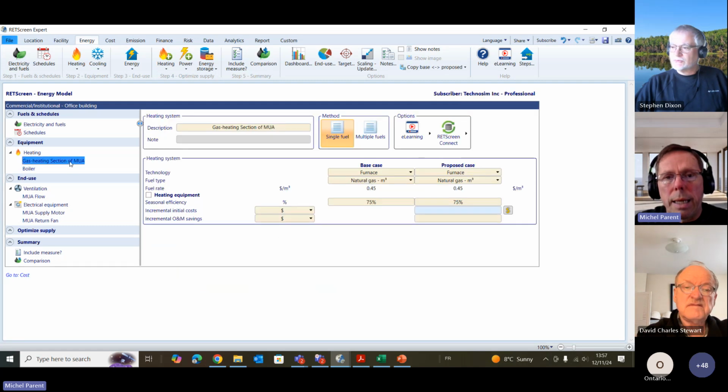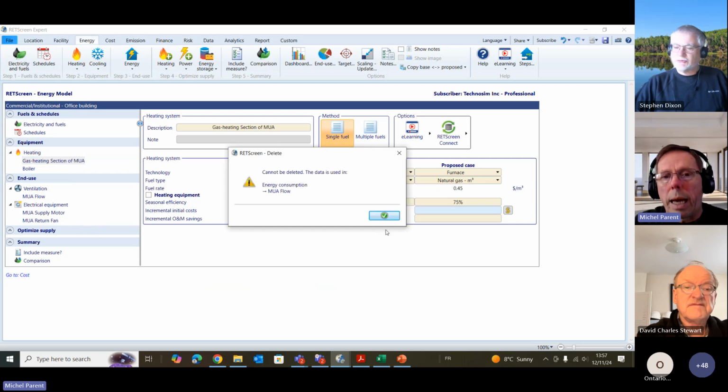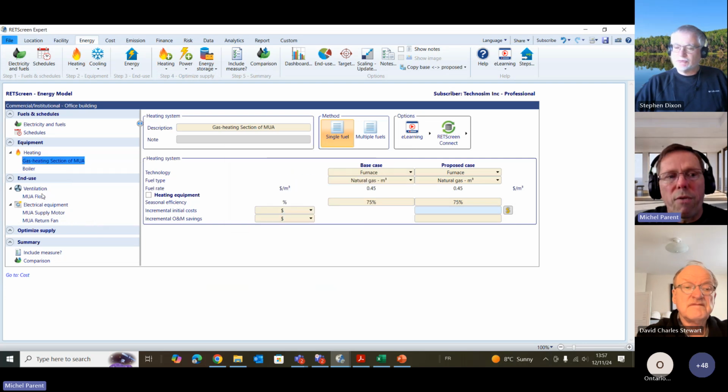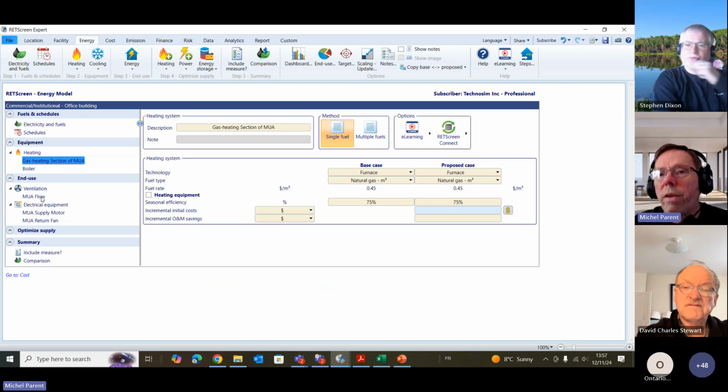Same as this gas heating section. If I try to delete it now, it's going to say I'm using it. I can't, because we have to go and modify this system so it stops referring to this gas heating section and to that schedule.